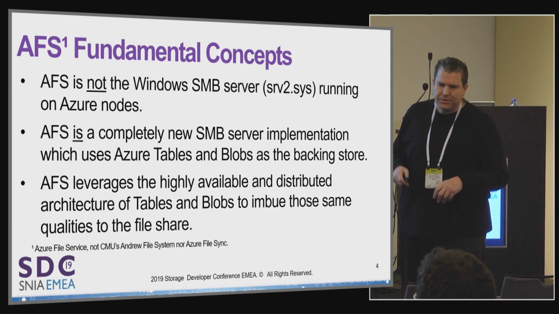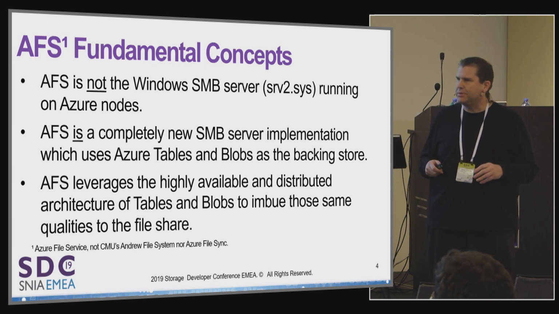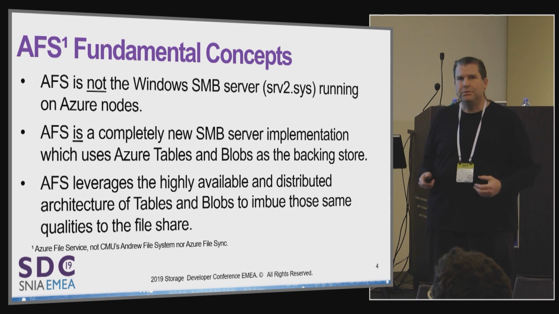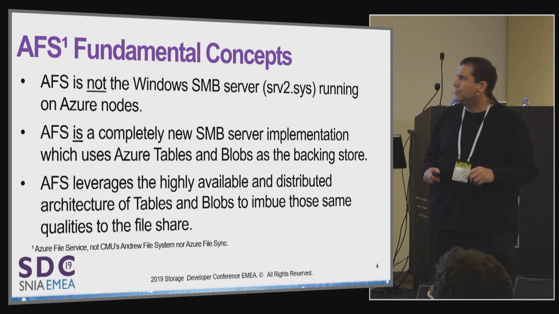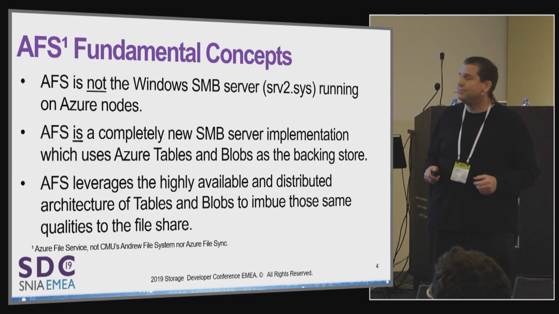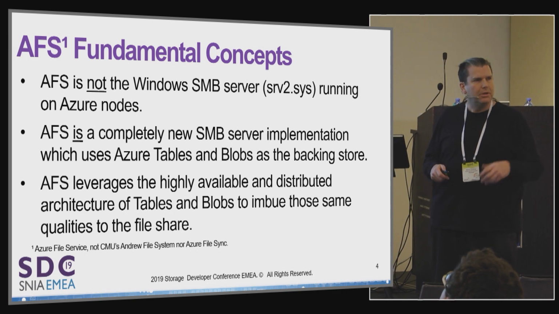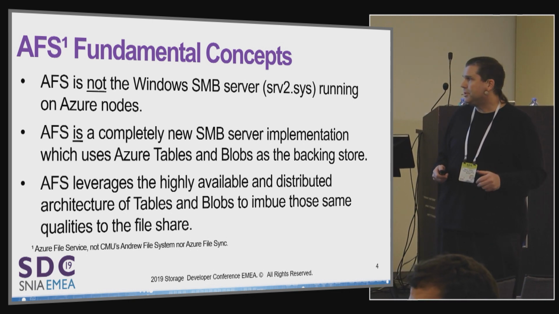Fundamentally, Azure Files is not just running srv2.sys on an Azure node. It's fundamentally different. It's a completely rewritten SMB server using Azure Tables and blobs as a back store. If you've ever read the MS-SMB2 protocol doc, it always talks about the store, the object store below you. We didn't have a file system we're writing to. We're writing just to the page blobs on Azure, and then the Azure Tables for the metadata, in order to store the data in a very resilient way. Those are already primitives that existed on Azure, and so we're able to leverage all the work that went into those.